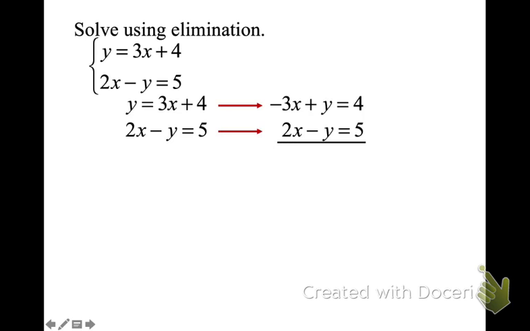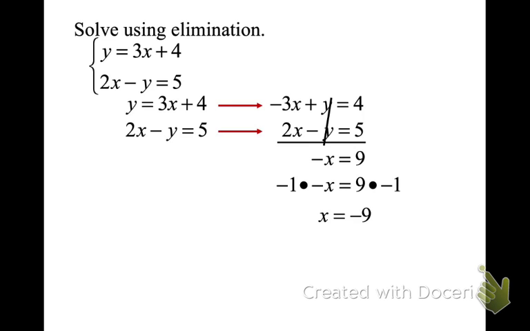Notice once we do negative 3x plus 2x, that makes negative x. My y's cancel, and I get equals 9. Now remember, we can't leave a variable with a negative, so that's really positive x. I'm going to multiply everything by negative 1, and I get positive x equals negative 9. Okay? So if x equals negative 9, I can go to either original equation.